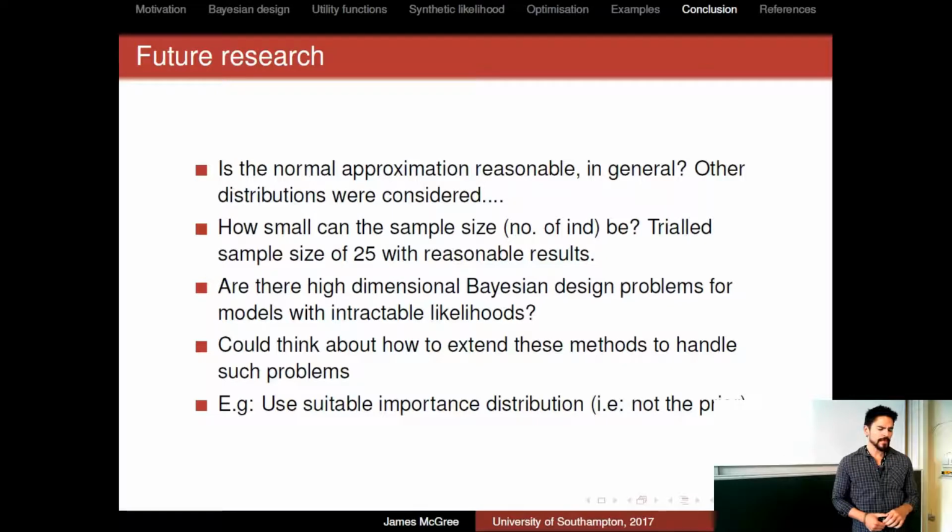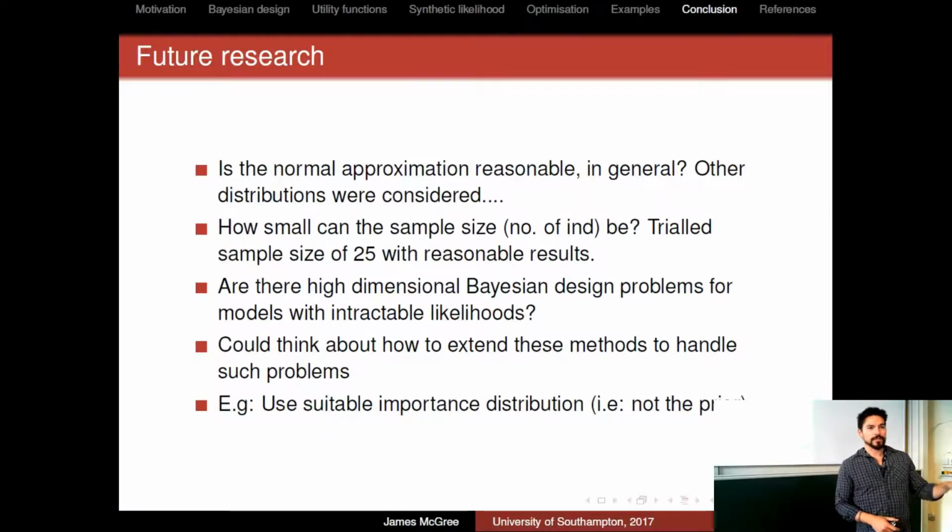Okay. We're also interested in whether there are actually any high-dimensional design problems for models with intractable likelihoods. Because if so, I'd be really interested, because I think we could extend this methodology to handle that. One straightforward way to do that would be to keep the exact same framework, but instead of having the importance distribution as the prior, have a more sensible choice.